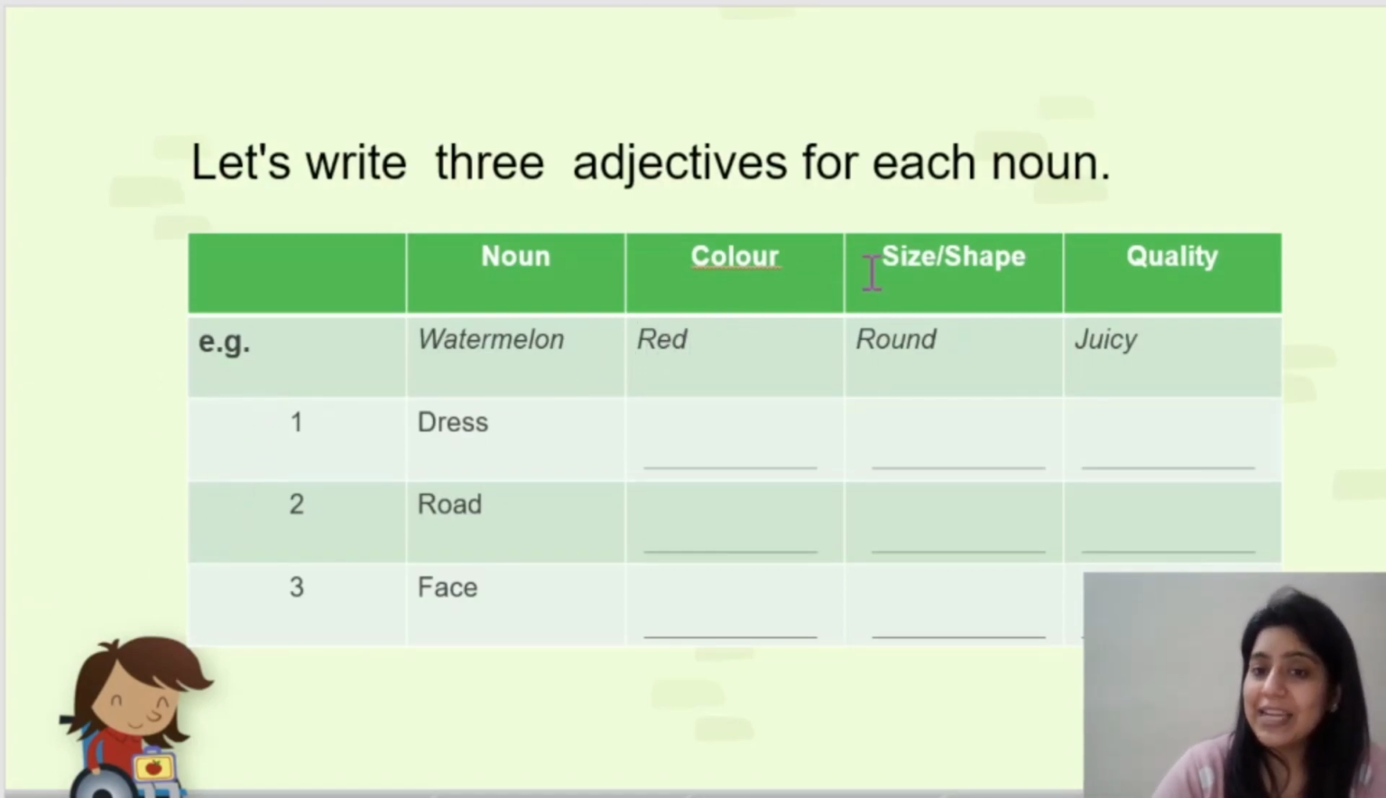Now let's write 3 adjectives for each of the nouns. One of them is done for you. Watermelon can be described as red, round, and juicy. Let's find descriptive words for a dress, road, and face.